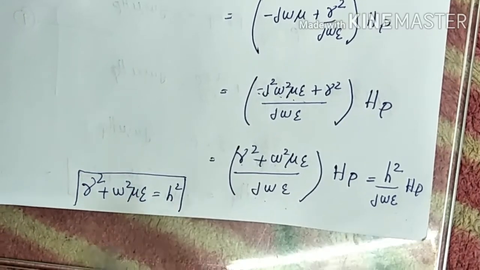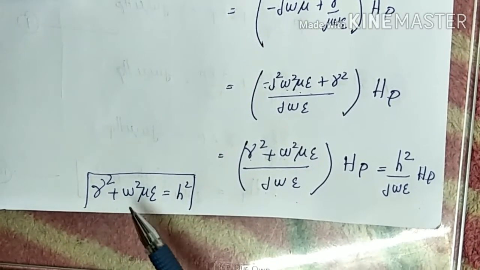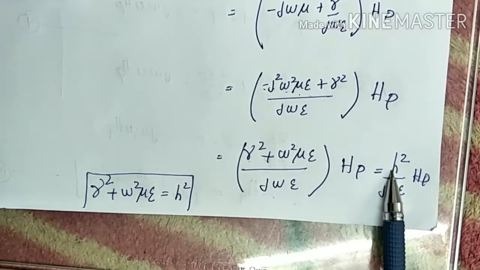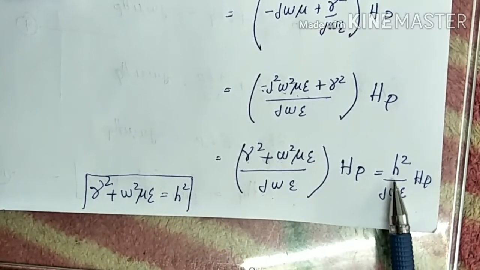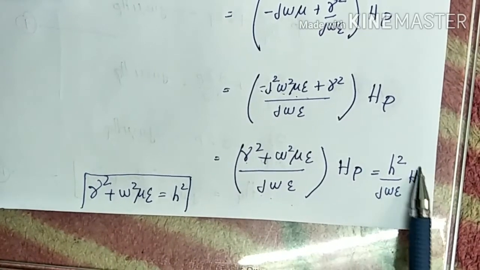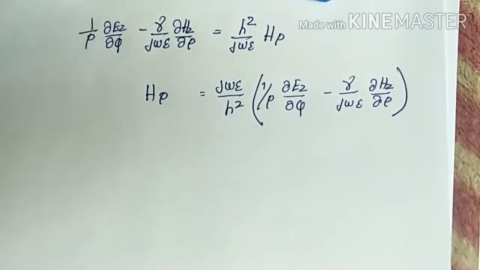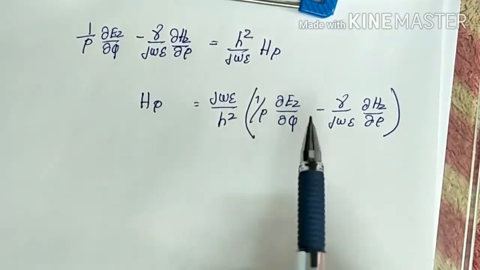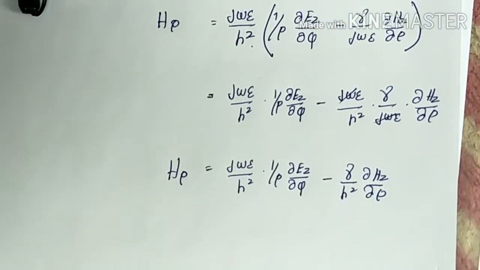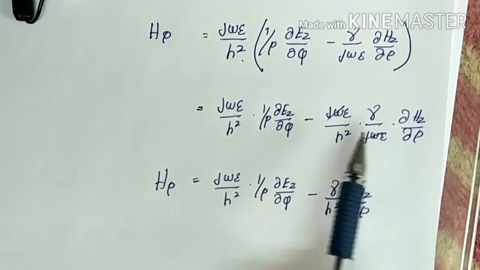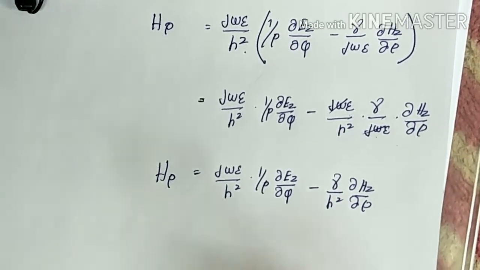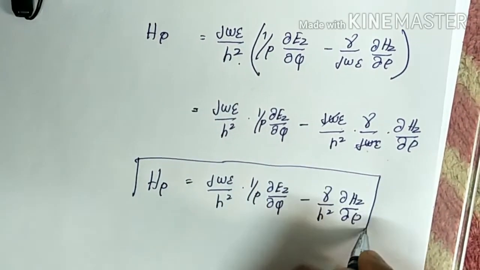Similar to the rectangular waveguide, replace gamma square plus omega square mu epsilon is equal to h square. So you replace all these terms by h square, the propagation constant. So you will get h square by j omega epsilon into h rho. From this you can find the value of h rho. Now multiply this term to the other side. So you will get j omega epsilon by h square into this term. So after multiplying j omega epsilon will get cancelled. You will get rho by h square. So this is the final term of h rho vector.